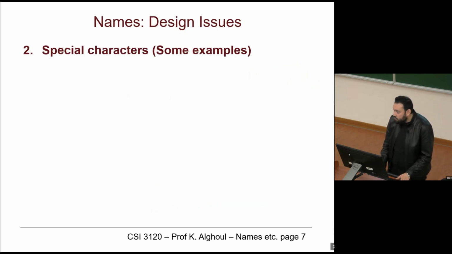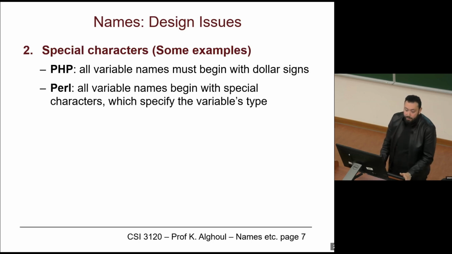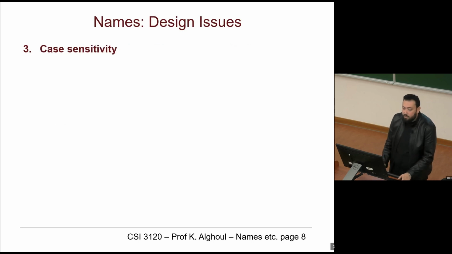Another design issue is special characters. Some programming languages have special characters, like what? Go, PHP. It will have a $ in front of the variable, right? So these are special characters that you have to insert to be able to define it. Perl and Ruby use the @, for example.